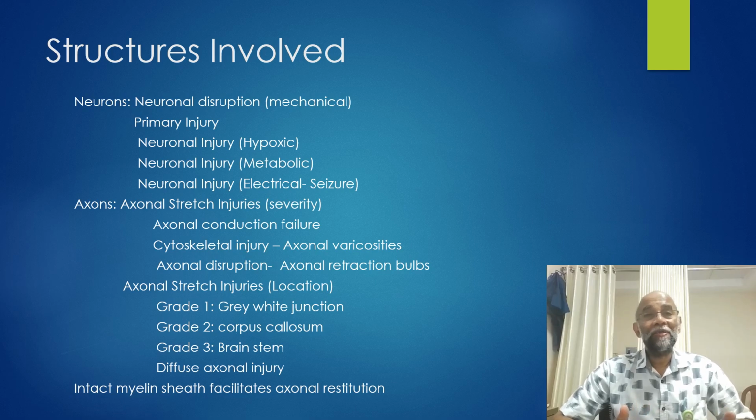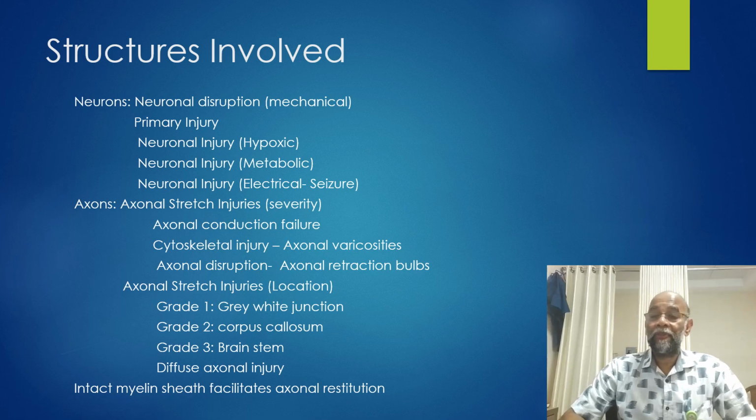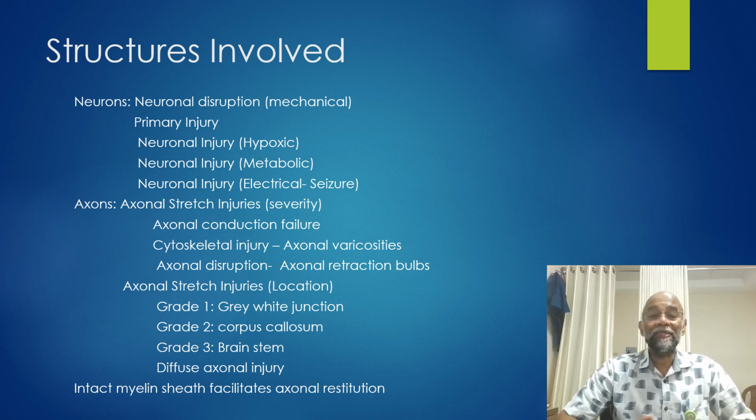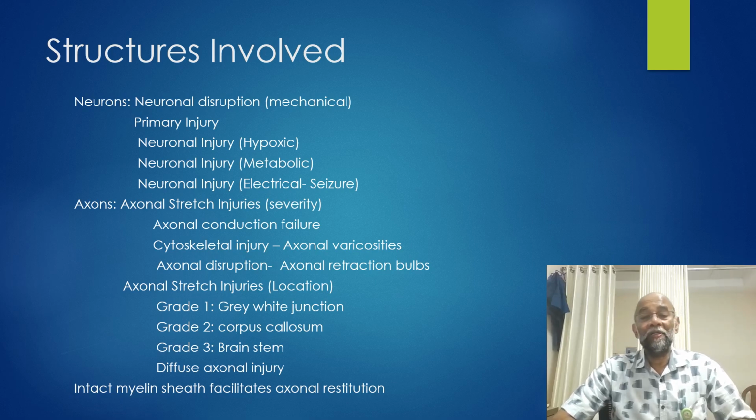Axon injuries have also been classified depending upon where they are located. Grade 1 axonal injuries are at the gray-white junction. Grade 2 are at the corpus callosum, rather just adjacent to the corpus callosum. And grade 3 axonal injuries occur in the brainstem.